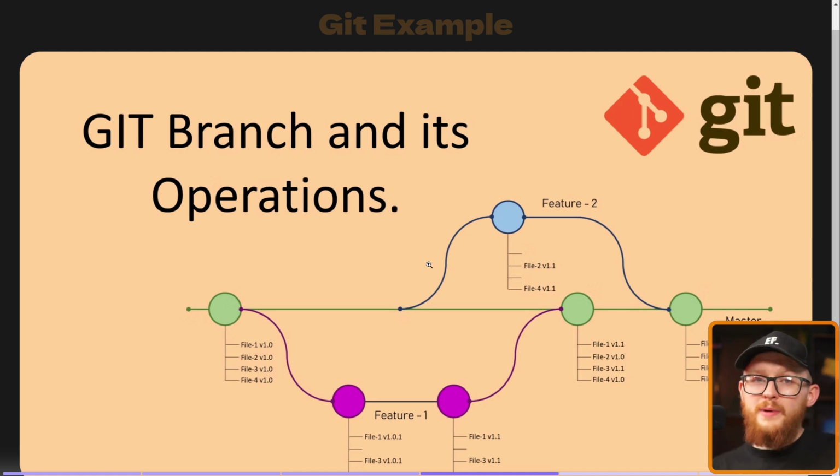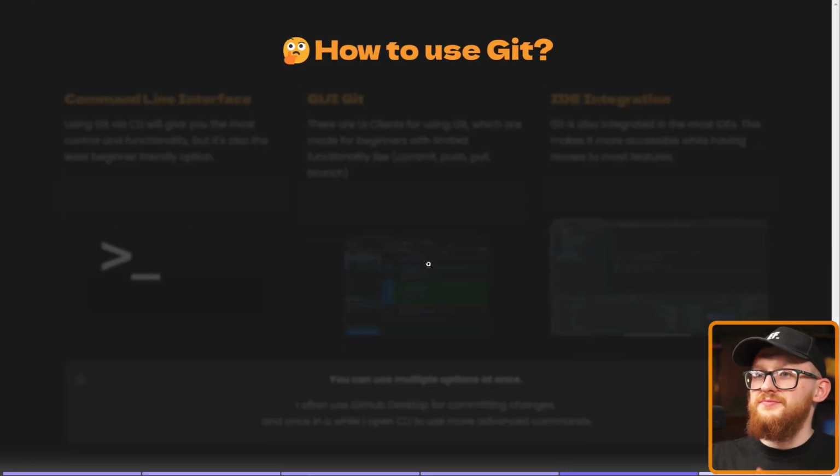And if you ever need to go back in time and have a look at what the code state was and bring it back, it's all possible. And this is the main benefit of using Git for backing up your code. But how do you use Git? There are 3 options.